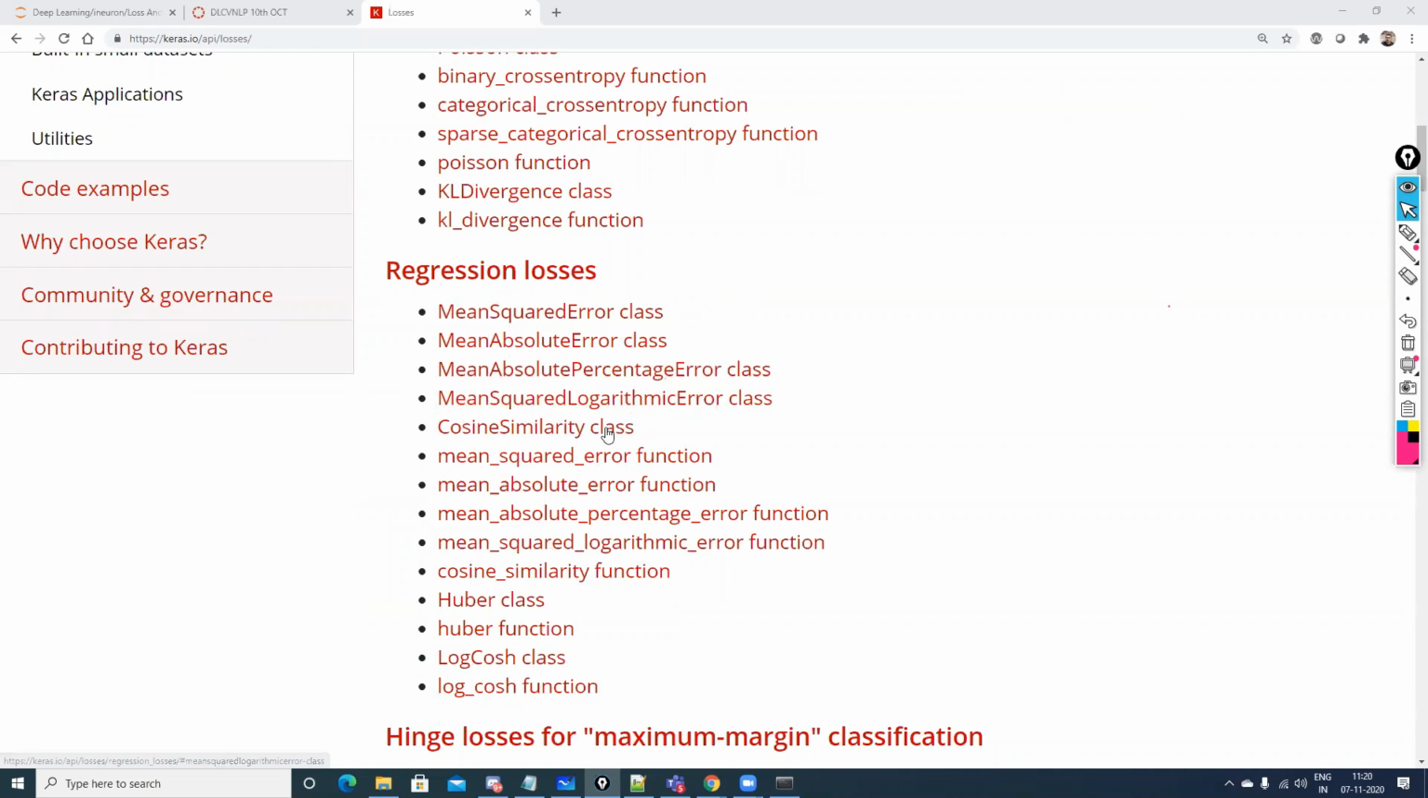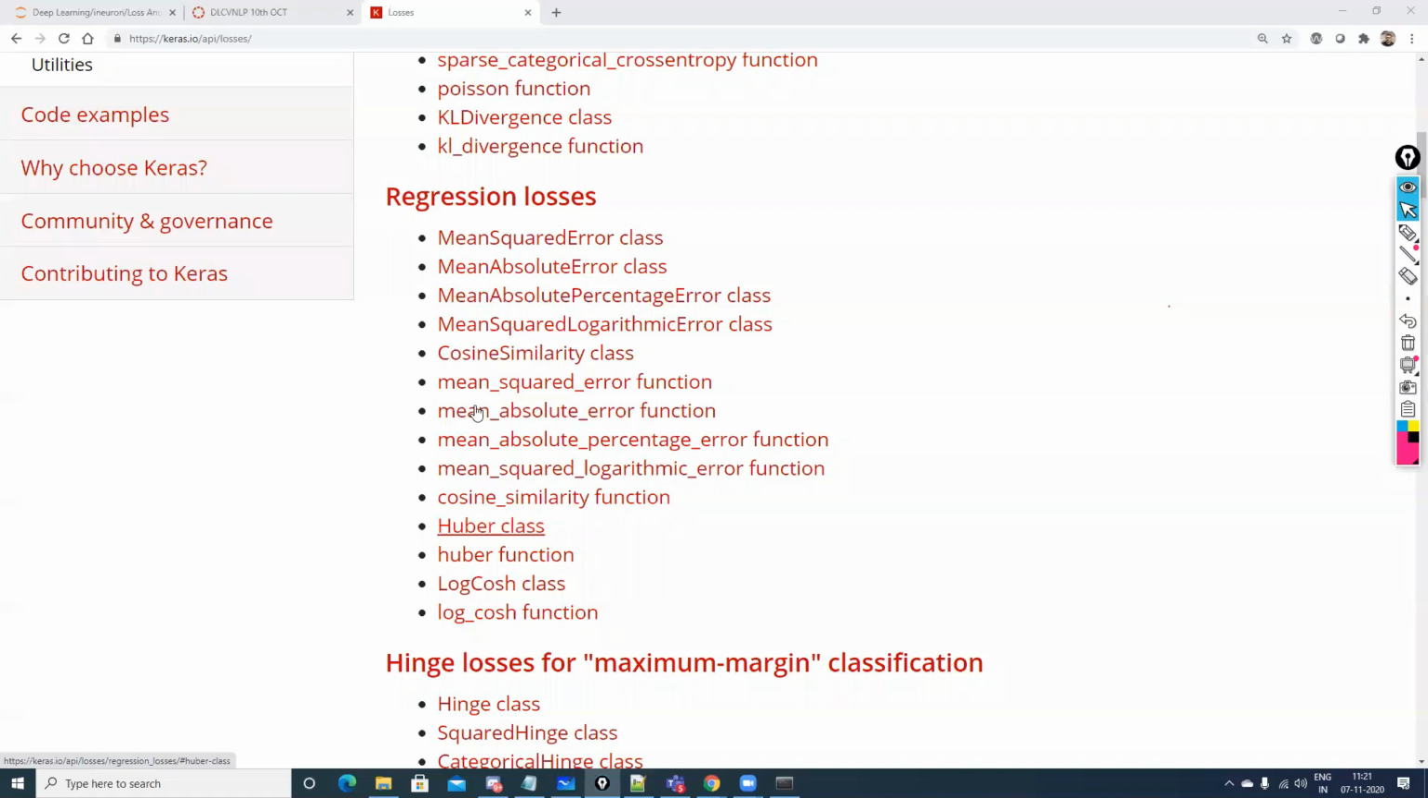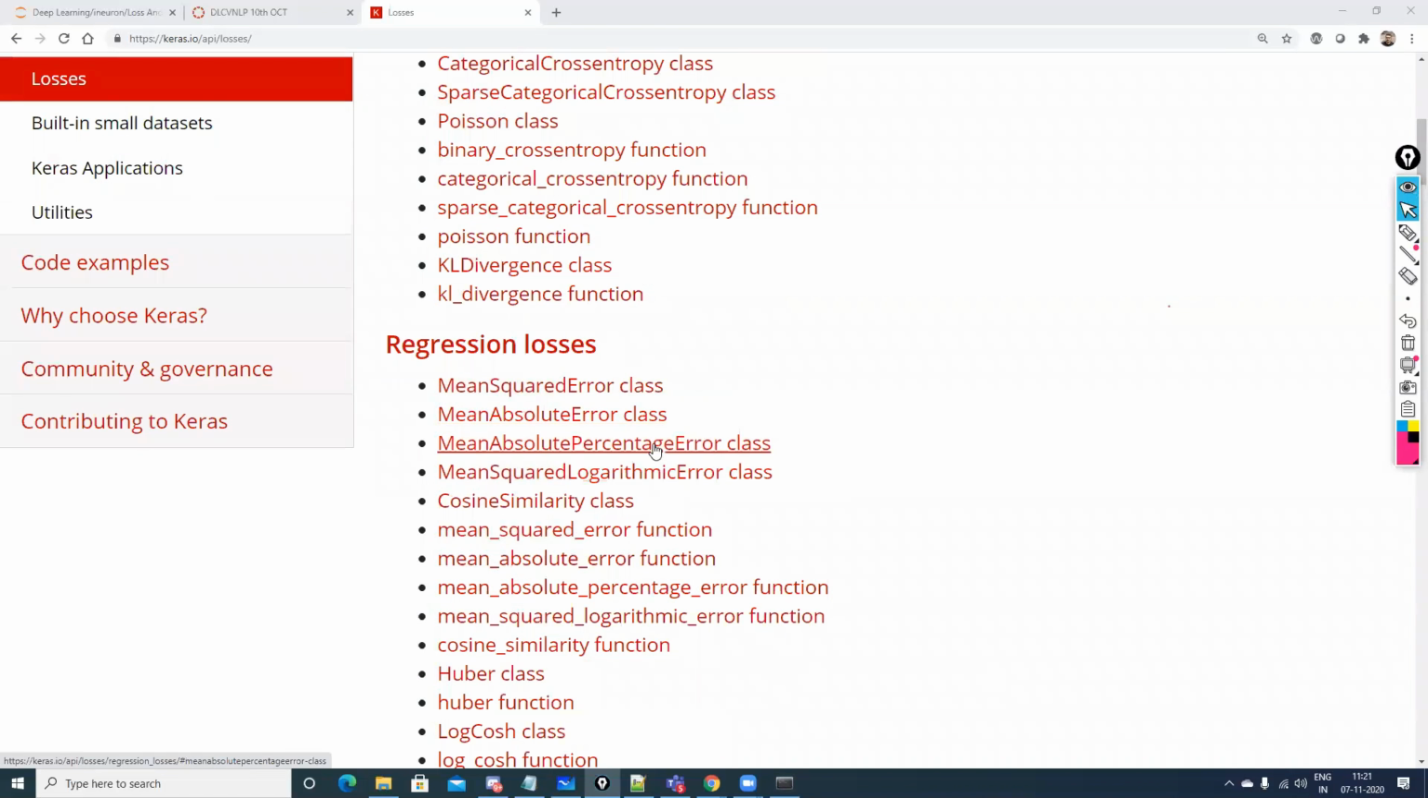Here in cosine similarity, I'll talk about cosine similarity again. The most commonly used are mean squared error loss, mean absolute error loss, and then you have Huber loss. Whenever I talk about percentage error, that basically means instead of calculating the mean, I am calculating the mean of the percentage.